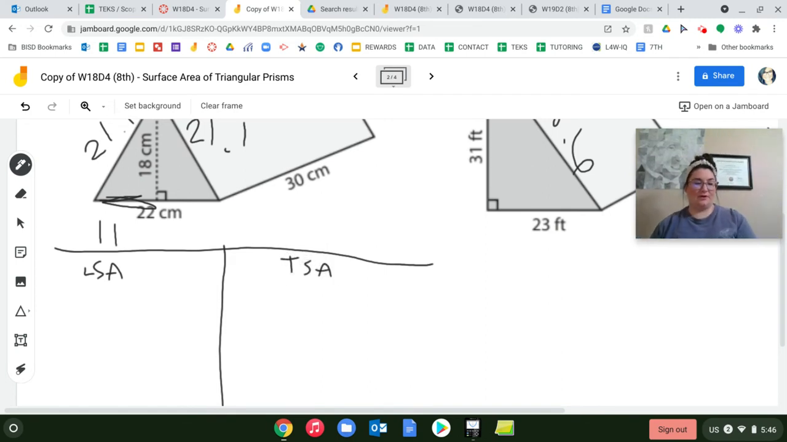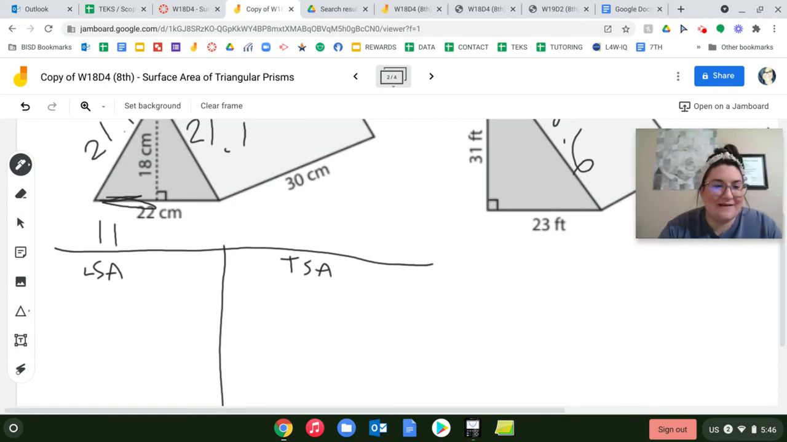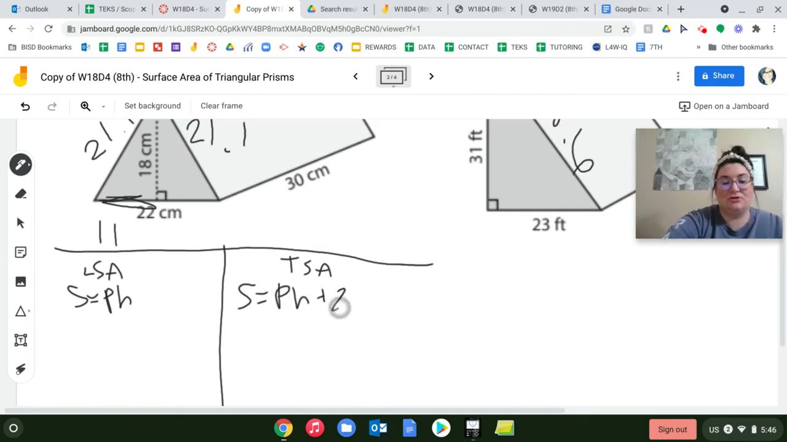and total surface area. So this formula is going to be the exact same as rectangular prism when you're looking at your formula chart. So S equals capital PH, and total is S equals capital PH plus 2 area of the base. The only difference is the way that we solve for perimeter of a triangle is a little different, and the way we solve for this area of a triangle is different. So we've got to pay attention to what shape we're using for the base.